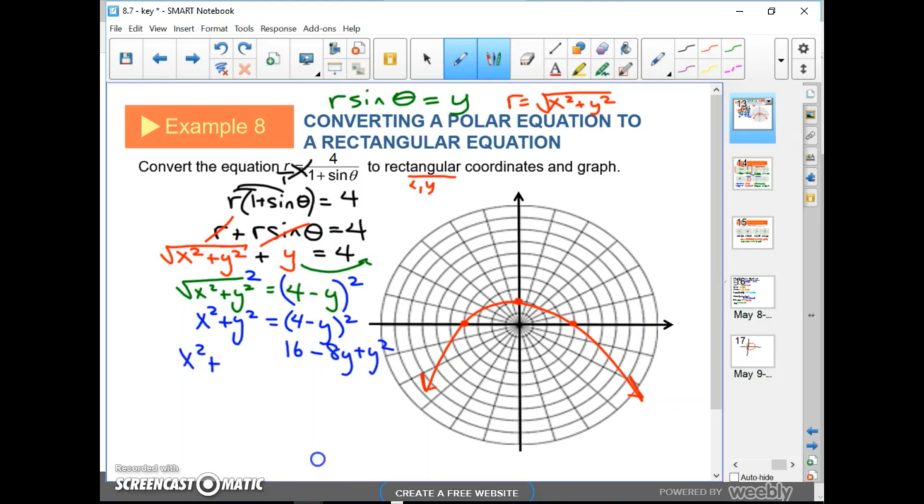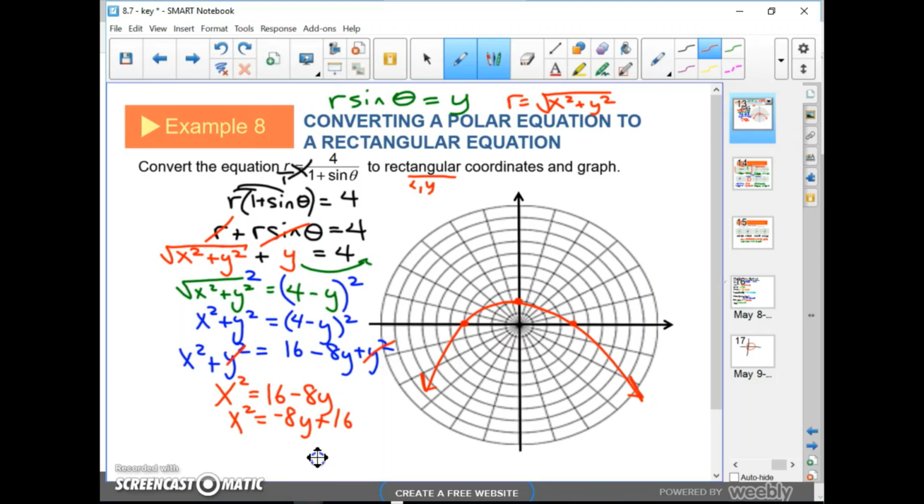So we have x squared plus y squared equals that. And you would notice those y squared would cancel each other out. x squared equals 16 minus 8y. Or switch that around, x squared equals negative 8y plus 16. It's starting to look like an equation of a parabola. Remember from Algebra 1 class, it always said y equals something x squared. That was always a parabola.